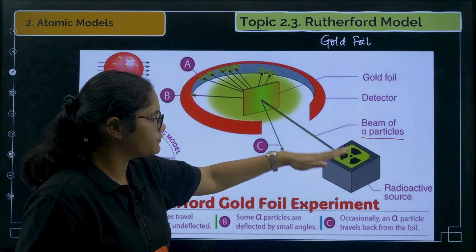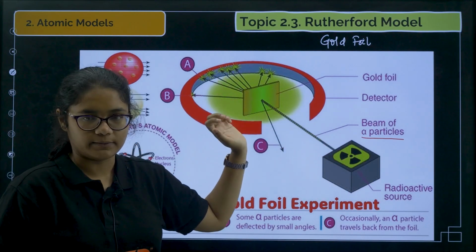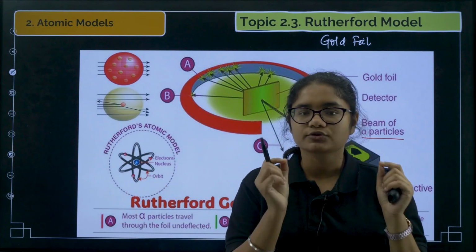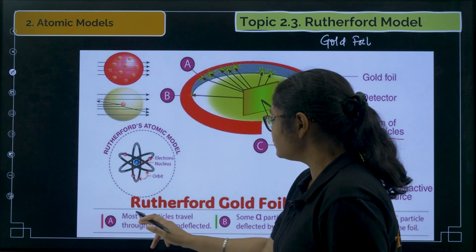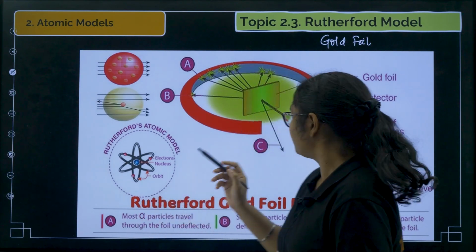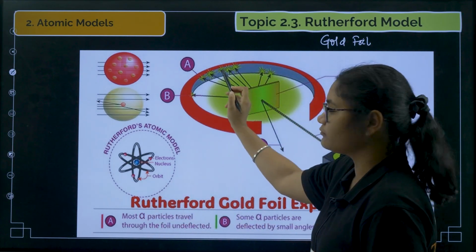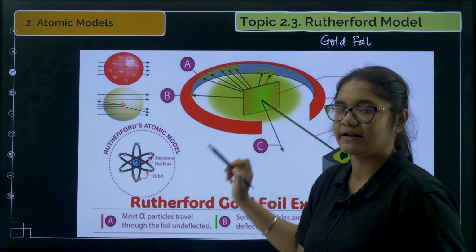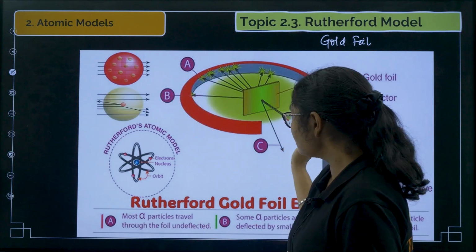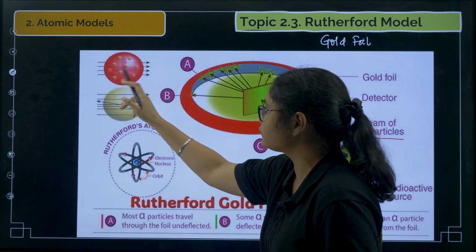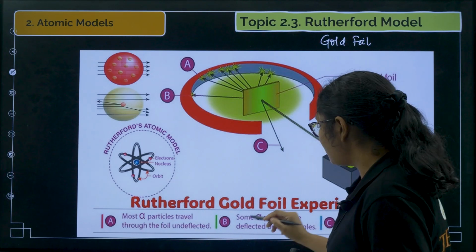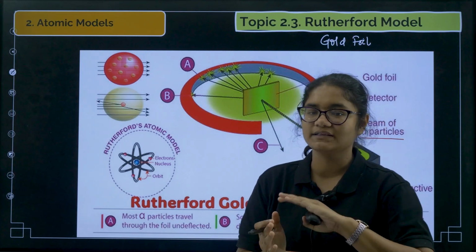These alpha particles were bombarded on this gold foil, and after that we found three different types of observation. The first observation was most of the alpha particles traveled through the foil without any deviation. You can see these alpha particles traveled through the foil, and when they hit this detector, it started glowing. So most of the alpha particles travel straight through the gold foil.